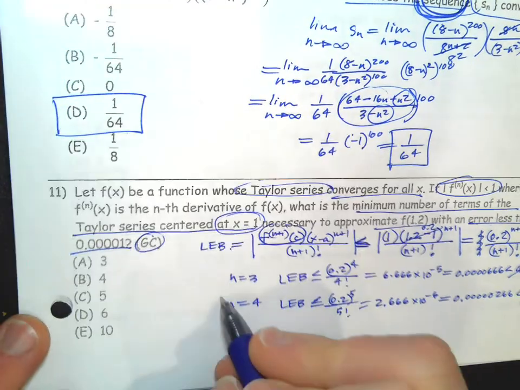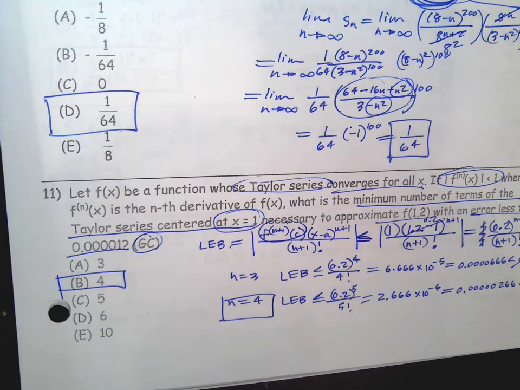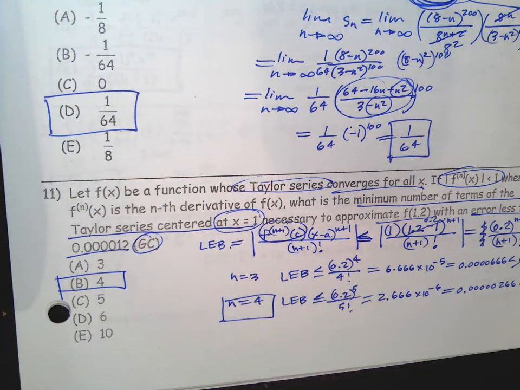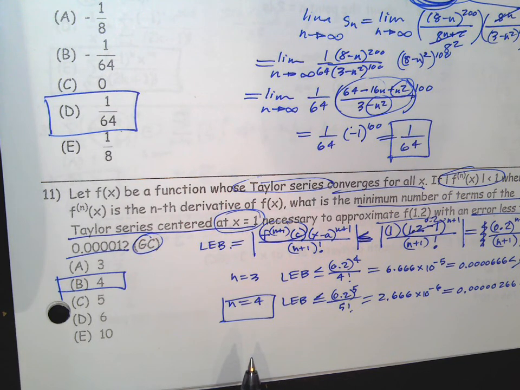So n equals 4. Now if they said what order or what degree, it would be one more than that. Well, yeah, I don't know, n equals 4 would be the 4th degree. It would match up. Okay. All right, let's go to the next one. It's good practice, kind of good review, in the form of multiple choice.